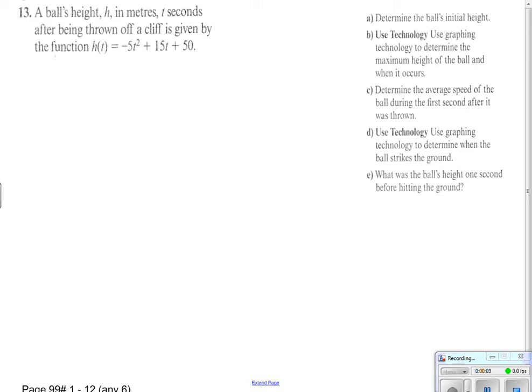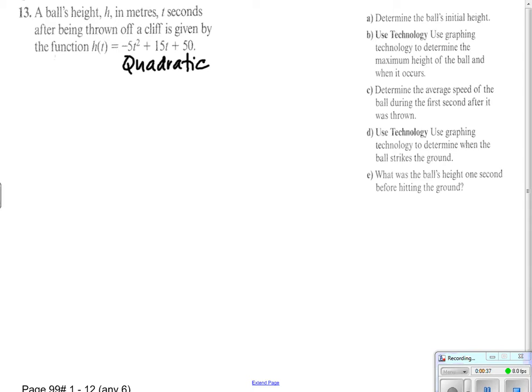All right, second and last example for you. A ball's height, h in meters, t seconds after being thrown off a cliff, is given by the function h of t equals minus 5t squared plus 15t plus 50. We know that this equation is a quadratic because the degree is 2, and it's negative because that leading coefficient is negative 5.